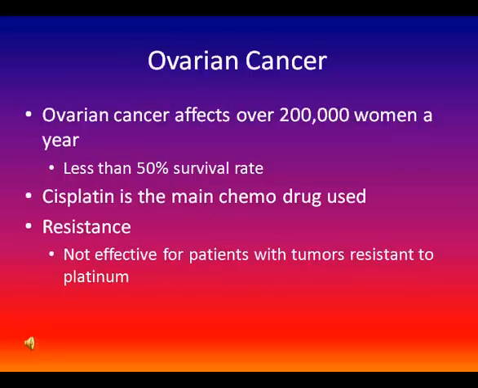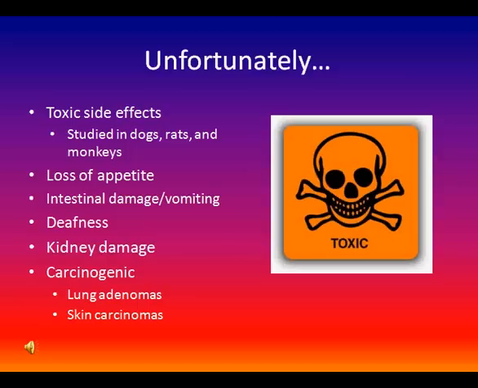Ovarian cancer, which affects approximately 200,000 women a year and has a survival rate of less than 50%, is another type of cancer most commonly treated using cisplatin. Unfortunately, many ovarian cancer patients have developed resistance to cisplatin and other platinum cancer drugs and have been unable to be treated with the drug in recent years. Resistance to cisplatin is not the only problem that patients have encountered while using cisplatin.